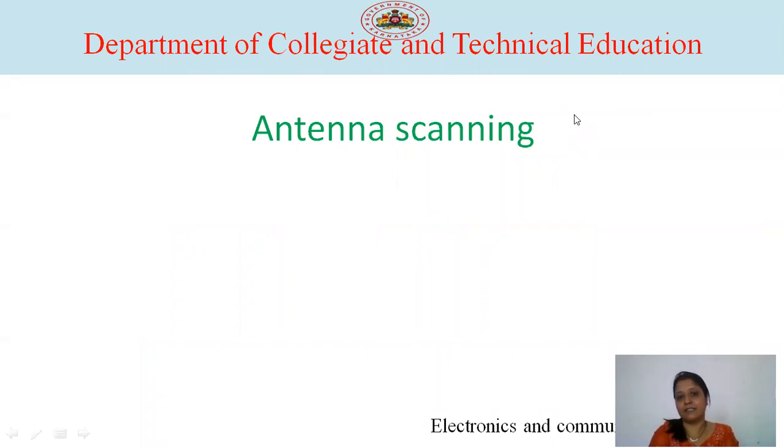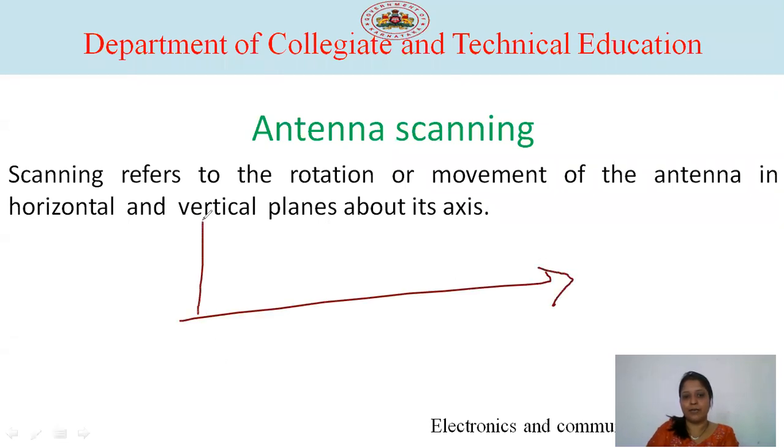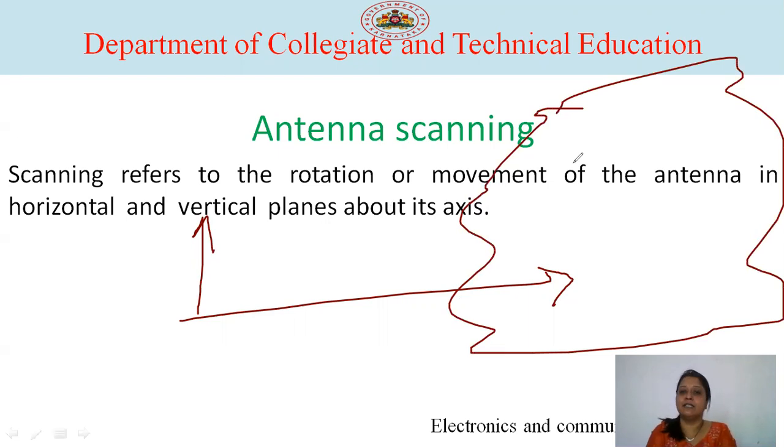That is called antenna scanning. Antenna scanning means what here? Scanning refers to the rotation or movement of the antenna in the horizontal and vertical planes about its axis. Means you are rotating the antenna in its horizontal plane as well as the vertical plane about its axis, such that it is covering the full region to search for the particular target. We have to scan whether the particular target is there, in the case of the search radar.